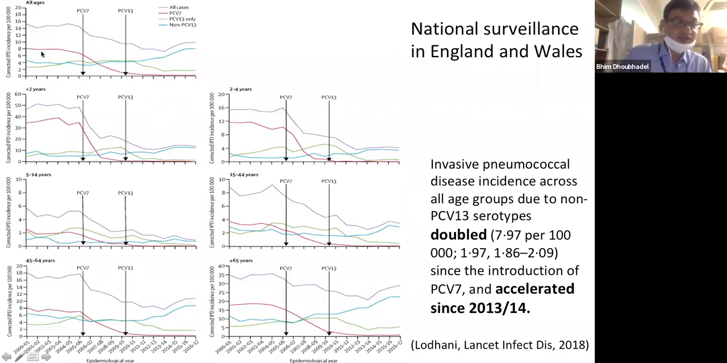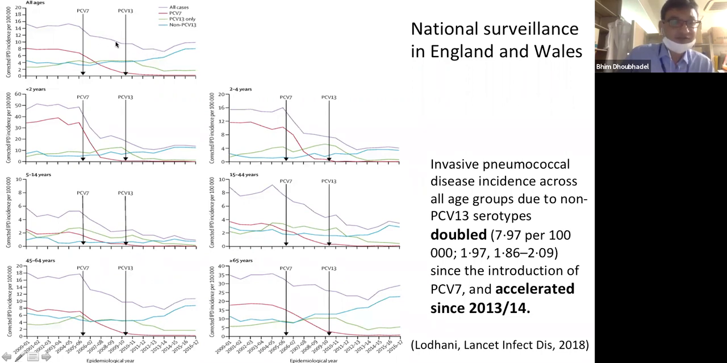And the first one, in the vertical axis, shows the invasive pneumococcal disease incidence per 100,000 population, in all ages. And they have 2 vertical lines. The first one is PCV7 introduction, around 2005, and PCV13 introduction is in 2009, 2010.